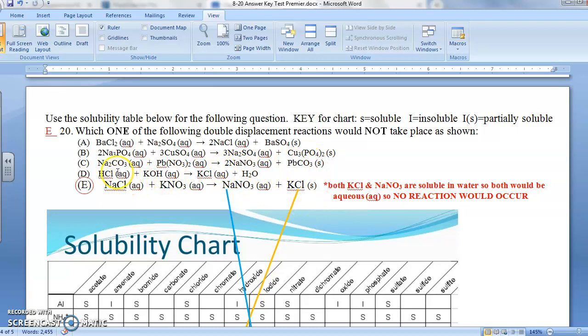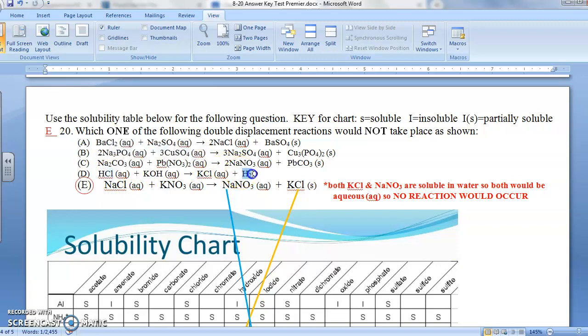What about letter D? We have hydrochloric acid, one of our 6 strongest acids, reacting with potassium hydroxide, one of our strongest bases we can have in solution. What's going to happen here? Well, this is a double displacement reaction. This hydrogen's going to dissociate off the chloride, join up with the hydroxide ions to form water. This is double displacement, specifically acid-base neutralization reaction. The potassiums will end up with the chlorides.